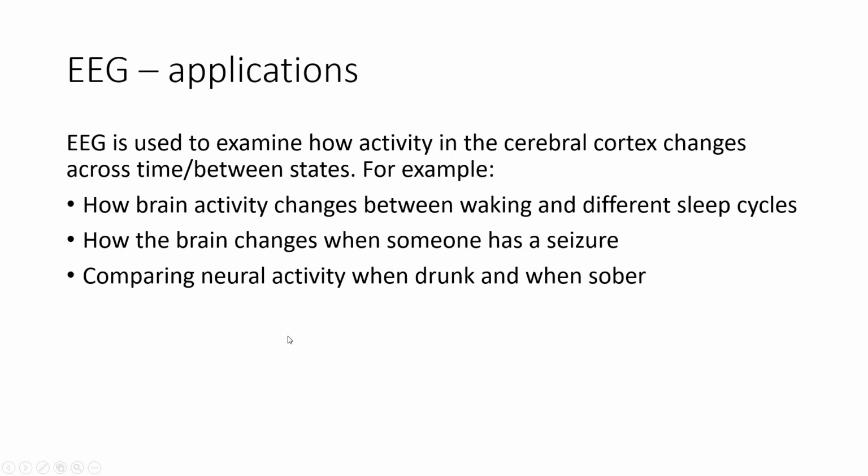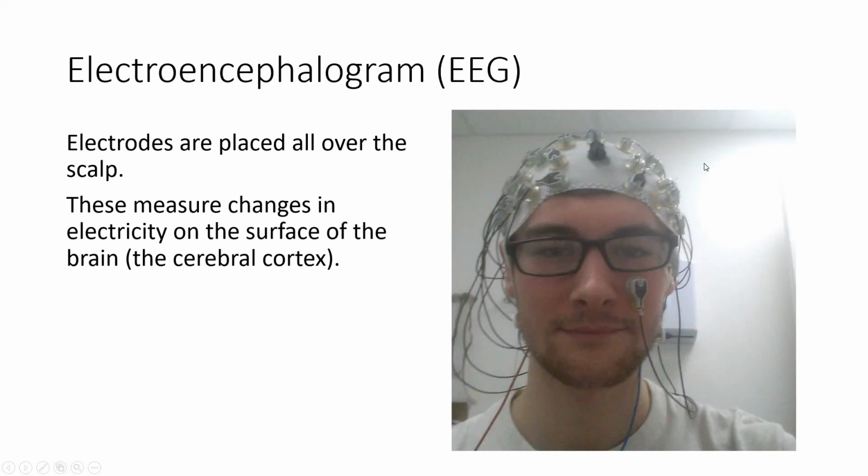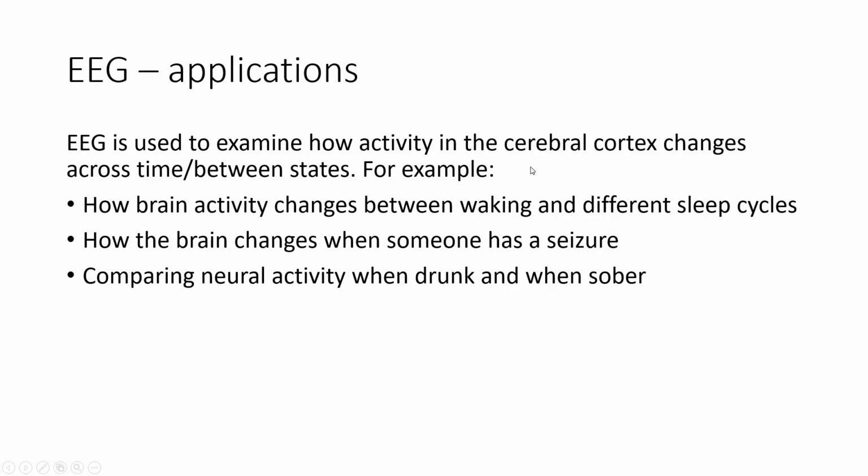So EEG is used to examine how activity in the cerebral cortex changes across time or between states. It's quite generalized. You put it on and keep it on for a good few hours, and we'd be able to see how brain activity changes between something like being awake and then the different sleep cycles. So you might wear one of those hats, an EEG machine, while you have a nap, and they'd be able to measure the way that your brain changes from being awake and then the different parts of the sleep cycle. Like REM would be the deepest level of sleep.